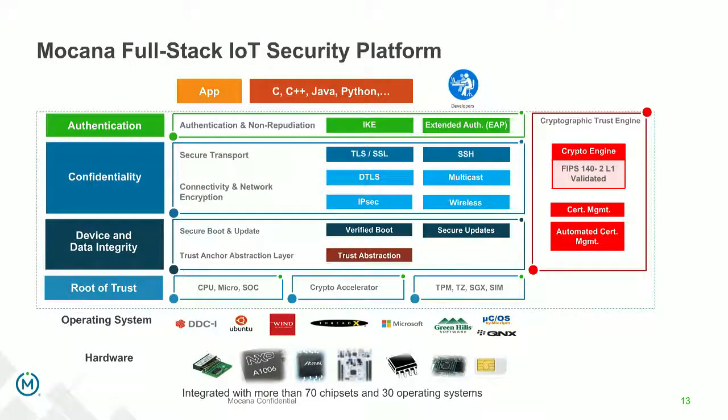So in terms of the actual modules that you not only optimize, but you pick, it depends on your use case. We provide different layers of modules, all the way from the trust abstraction layer, which allows your transport stack and applications to be agnostic about the underlying secure element.